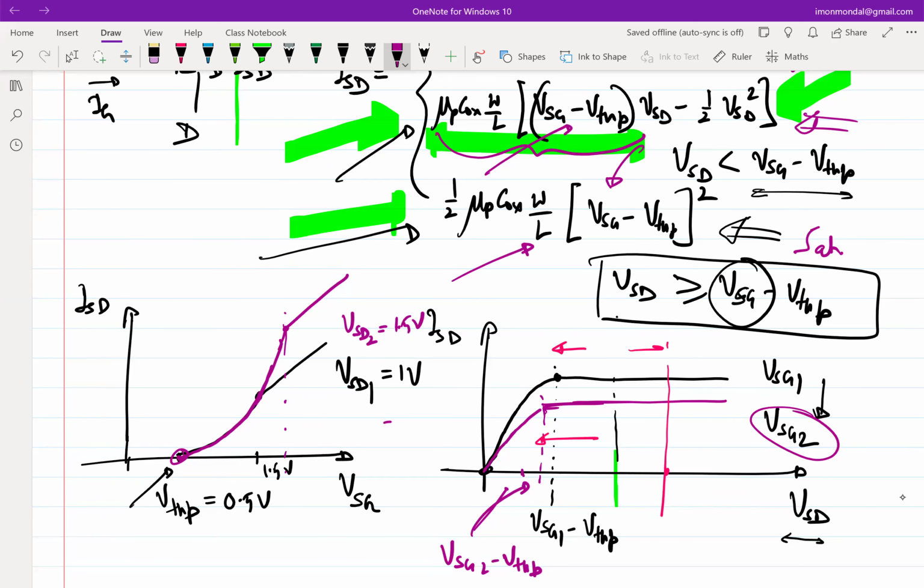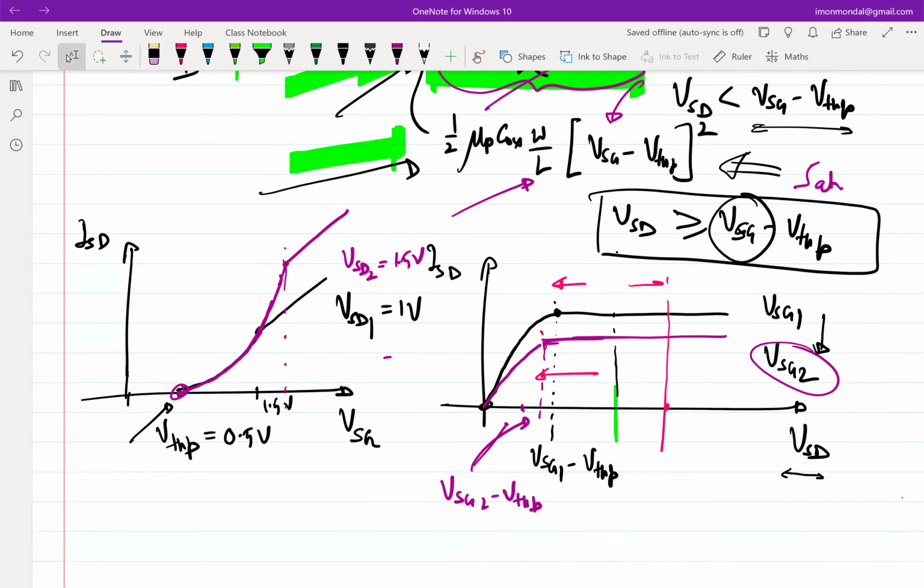So now, does this answer your question? Now if I take a step back and switch our attention to this curve and ask you, what happens if I go from the purple to the black curve? Y22 doesn't change. Y22 is still 0 in saturation region. But can you comment on Y21?